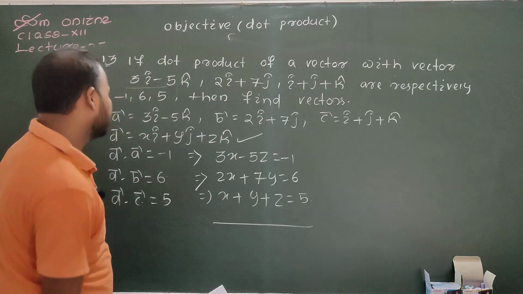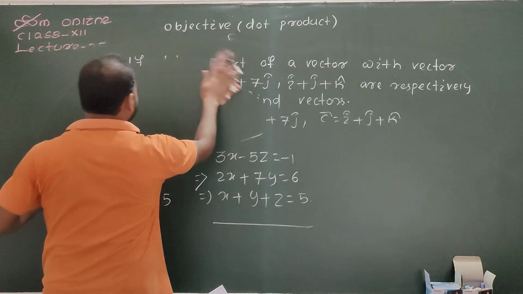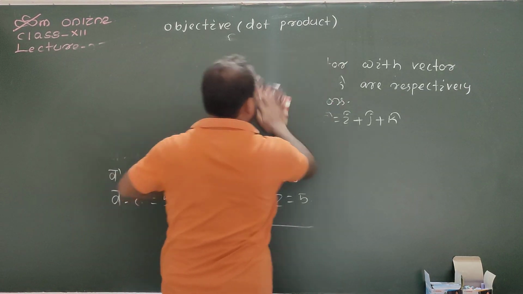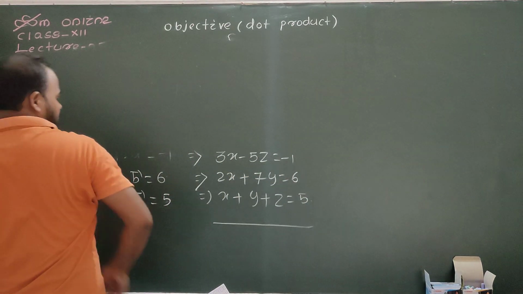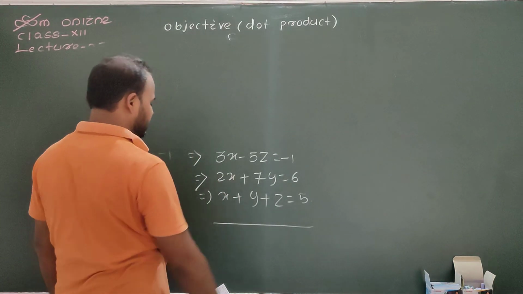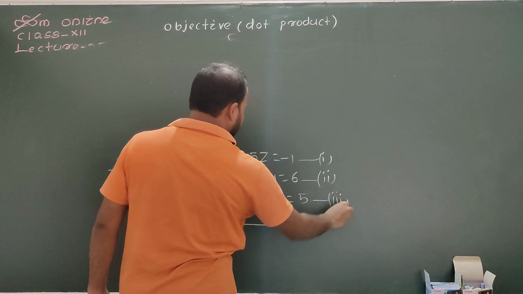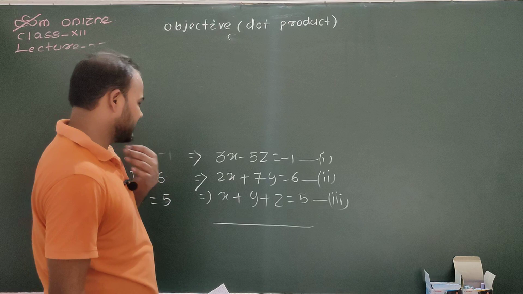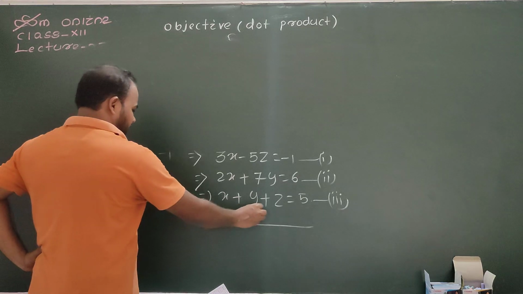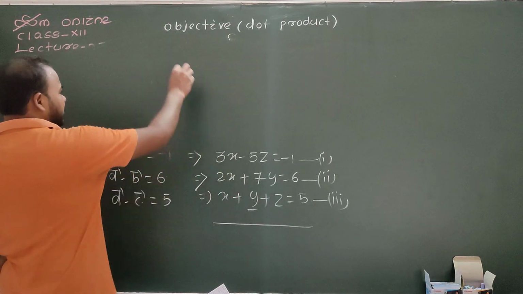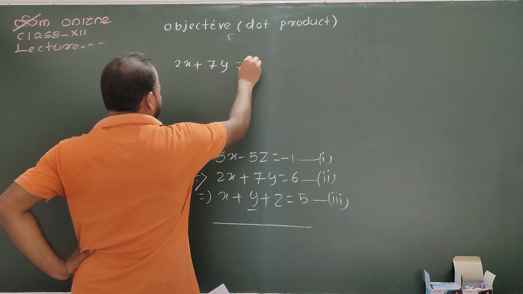Okay, now to solve, first this is equation first, let this is equation second, and let this is equation third. Okay, now first solve the equation second and third to cancel y. So in equation second it is 2x plus 7y equal to 6.